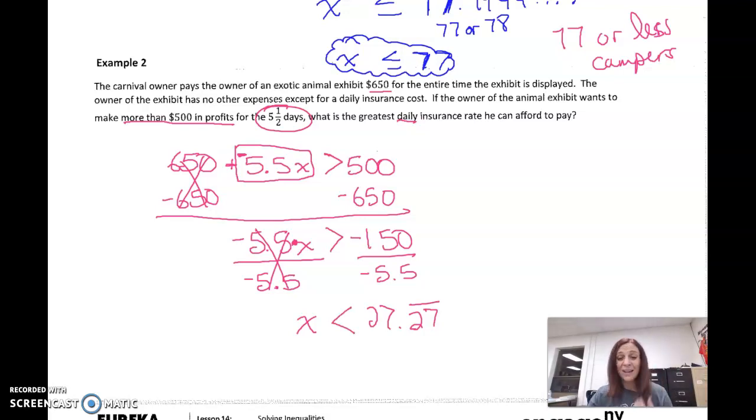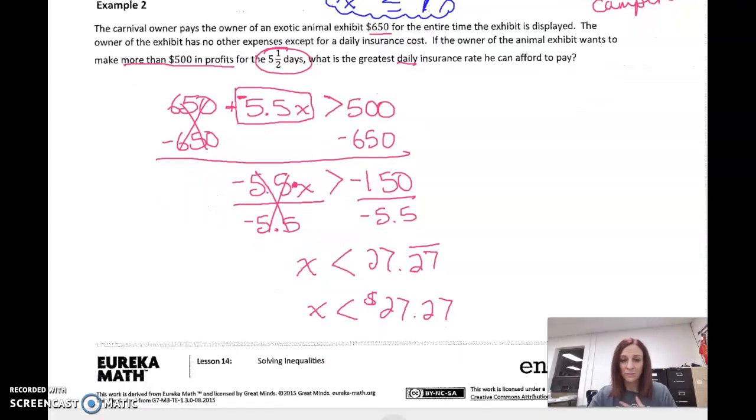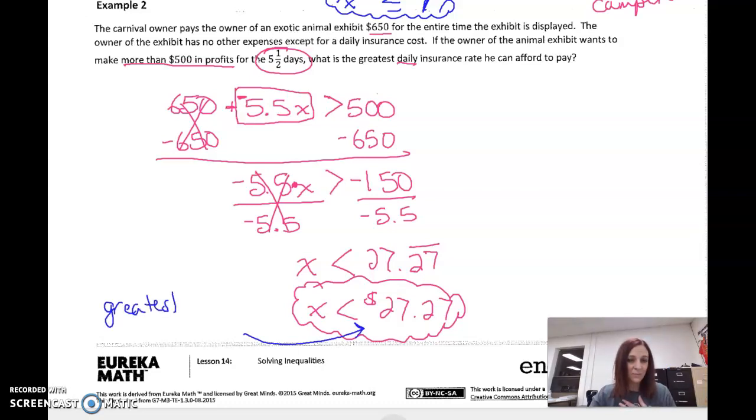Now, I can't really pay a repeating rate here. So remember, I can't move it up, okay? This has to be less than this. So I am just going to round it down to $27.27. Okay, so this right here, because again, look at my answer has the X in it. Okay, this right here is the greatest daily insurance rate he can afford. Okay, that's it. If he wants to make $500, that's it.